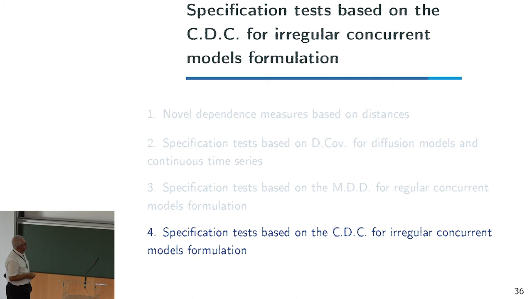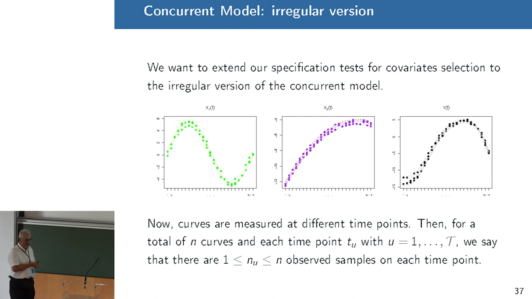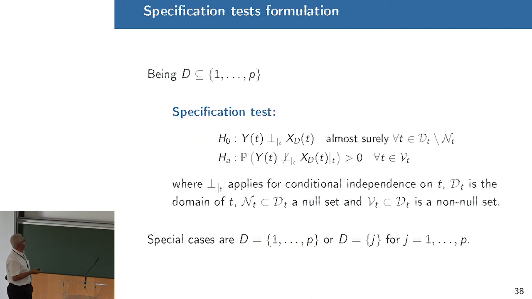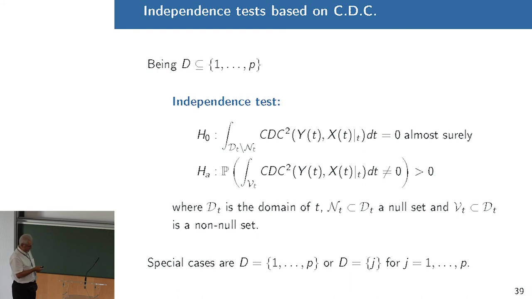Now you see the situation of irregular concurrent models. That is the case where we do not have the observations in all curves at the same time. So we cannot use, of course, the previous approximation. And here we use the conditional correlation approximation. Under the null, in a similar way to the previous part, Y independent of X(t), versus not, and we use exactly this integral as the coefficient of the null hypothesis, and we have to estimate it, but now in a conditional way.